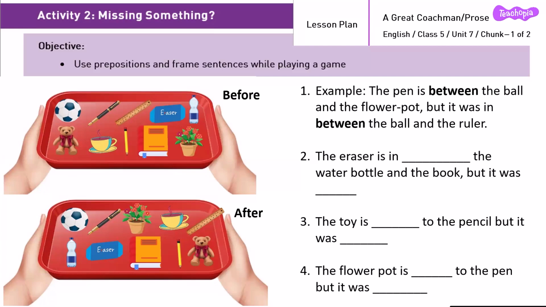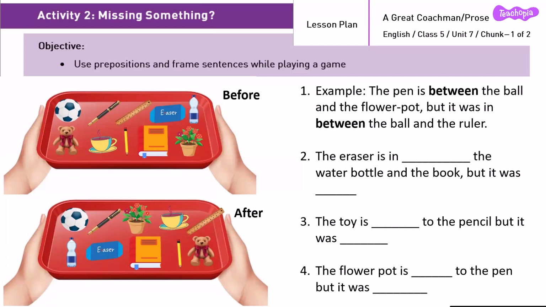Yes, ma'am. So Saubhagya ma'am is giving an answer. It was between scale and water bottle. Exactly, ma'am. Right. So similarly, teachers, can we try for the third one and fourth one? With a suitable preposition? The toy is dash to the pencil. This you have to look for the afterwards, after the shuffle. And earlier it was, but it was dash. Which preposition will be more suitable here?